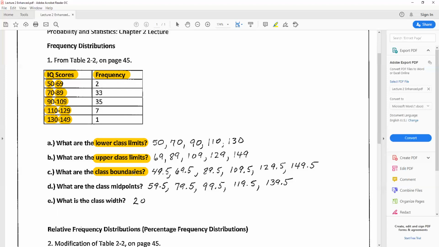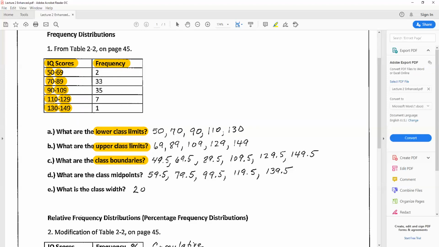And so on, right? And then finally, if you look at the very top, the class boundary would be 149.5, right? Because if you scored, let's say, 149.49, then you would end up in the 130 to 149 range here at the bottom. So that's how you find the class boundary for each row.